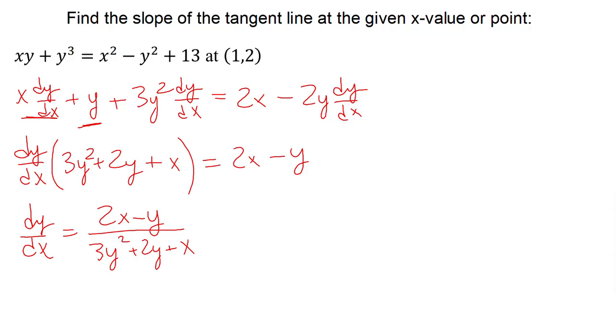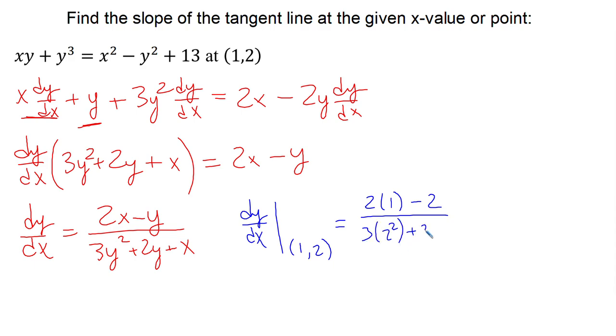And now we'll just evaluate this at the point 1, 2. So if x is 1, we're going to have 2 times 1, and then minus the y of 2. Looks like we're going to have a 0 in our numerator there. Let's just make sure our denominator is not also 0, because if it's not, then the whole thing is just 0. So we have 3 times 2 squared plus 2 times 2 plus 1, which is clearly not 0. So this just evaluates out to be 0 since the numerator is 0.